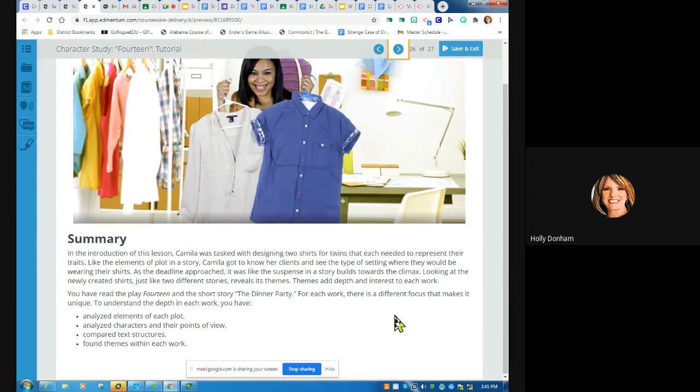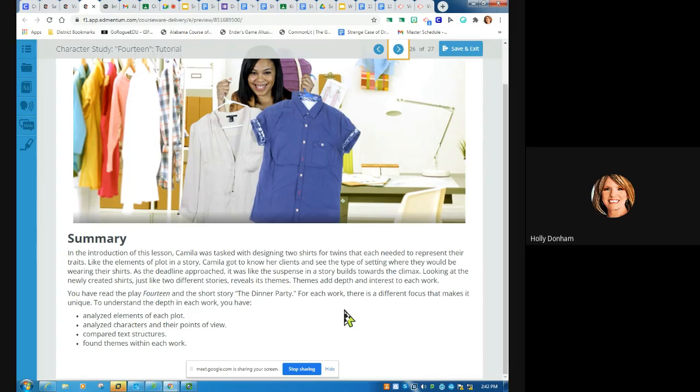In the introduction, Camilla was tasked with designing 2 shirts for twins that they needed to represent their traits. Like the elements of plot, Camilla got to know her clients and see the setting where they would be wearing their shirts. As the deadline approached, it was like the suspense in a story builds toward the climax. Looking at newly created shirts, just like the 2 different stories, it reveals its themes. Theme adds depth and interest to each work.